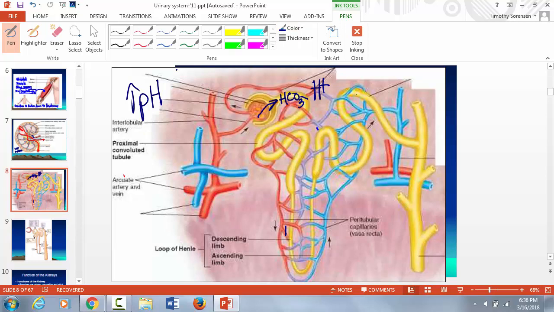Embedded in the cells that make up the proximal convoluted tubules, there is a sodium-potassium exchanger. You got me? Sodium-potassium exchanger.